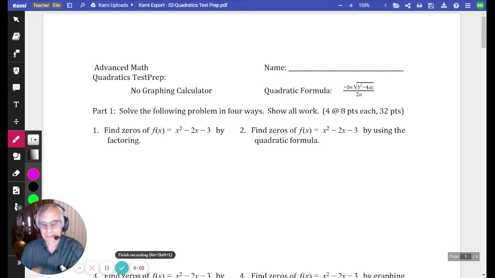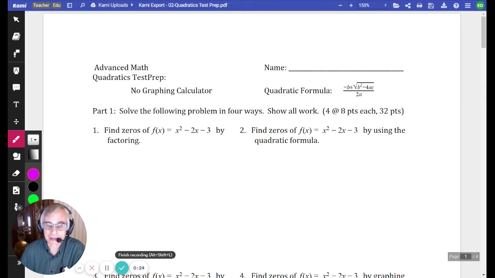Hi folks, I'm going to go over the advanced math practice test for the quadratics unit. This is not going to be doing anything that isn't in the answer key already, but it's a chance to listen to somebody talk through the questions, which you might find useful.